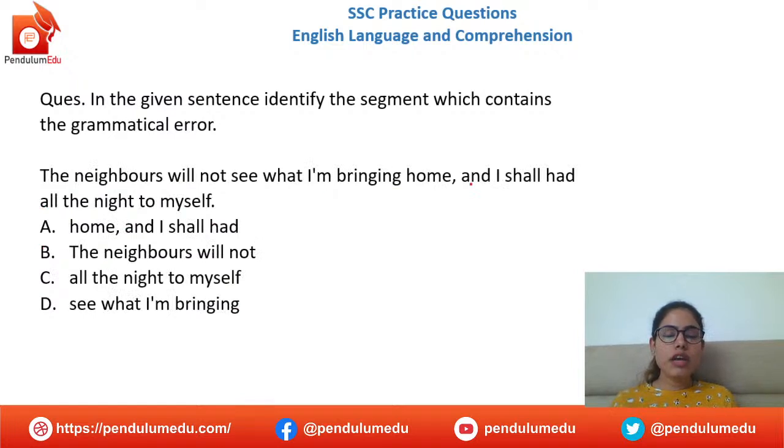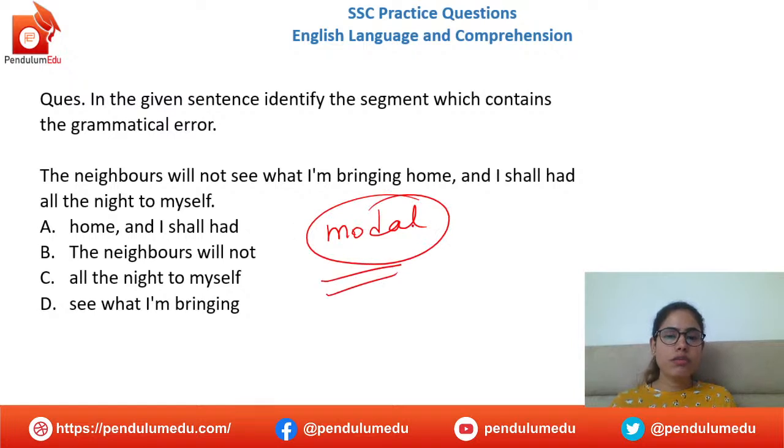The neighbors will not see what I am bringing home and I shall have all the night to myself. Quickly. This is very simple. The error is based on modal verbs. Yes, Ashish, that's right. Shall had will not be there, it will be shall have. Option A has the error. Ashish, your answer is right. It will be I shall have and not I shall had.